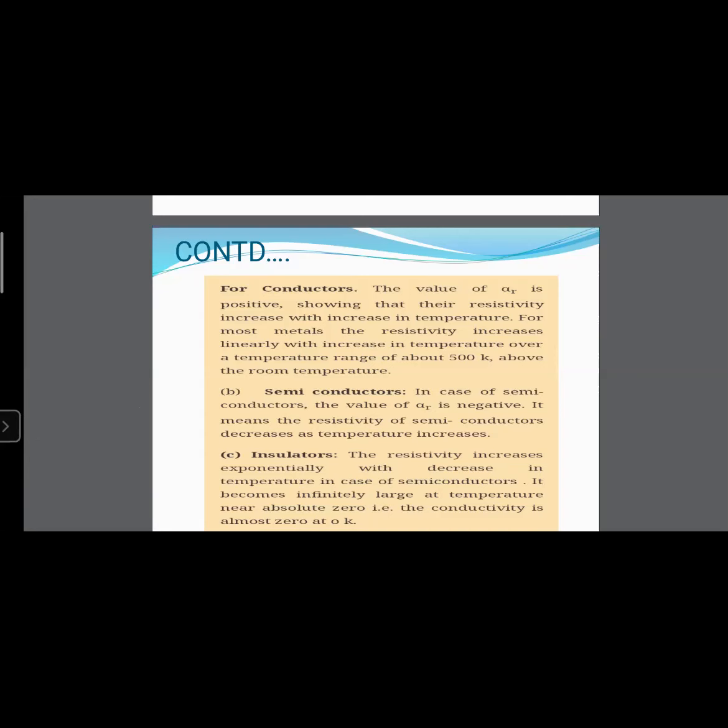Now for an electrolyte, resistivity decreases with rise in temperature. Since the temperature of the electrolyte increases, their resistivity decreases. Okay.